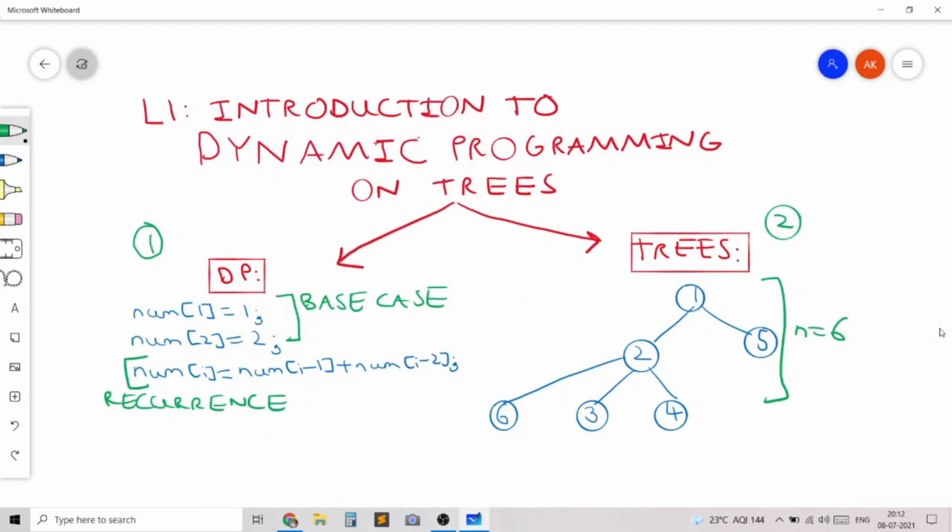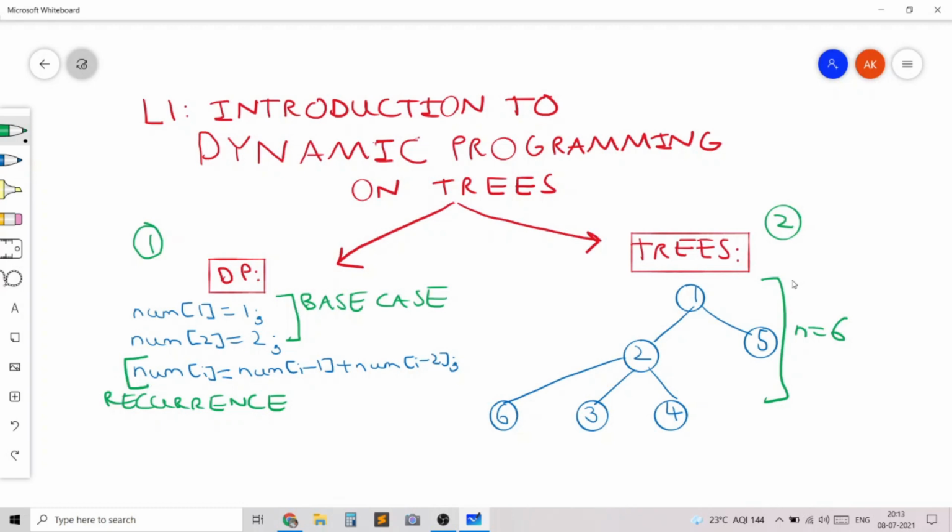So DP on trees, as the name suggests, has two components. The first component is DP, which is dynamic programming, and the second component is trees, which is basically going to be the data structure on which our dynamic programming will operate. So to understand this lecture and the remaining course, you must have some basic knowledge of what DP is and what trees are. DP consists of two parts, the base case and the recurrence.